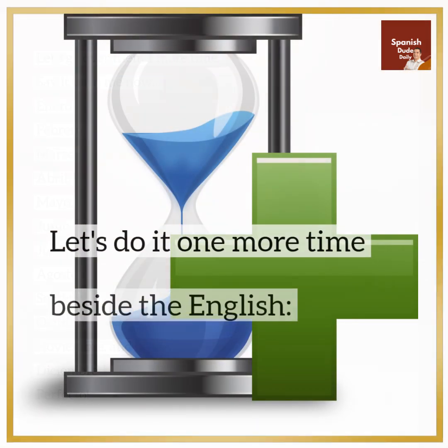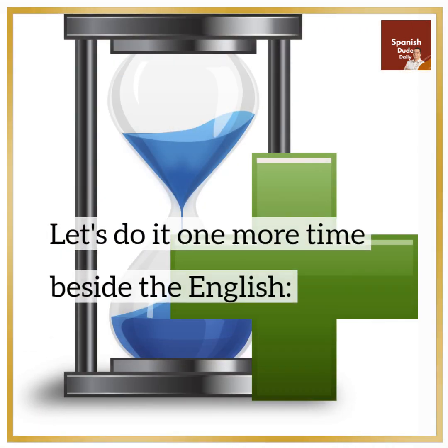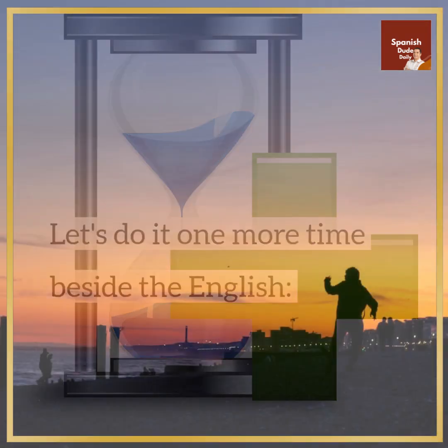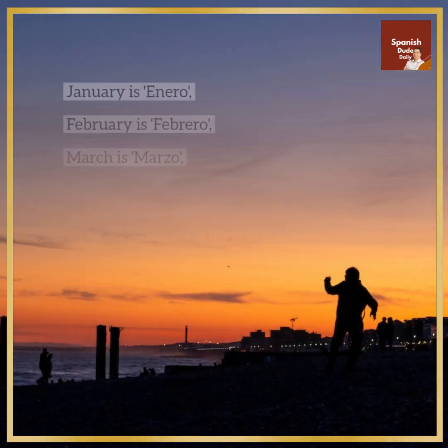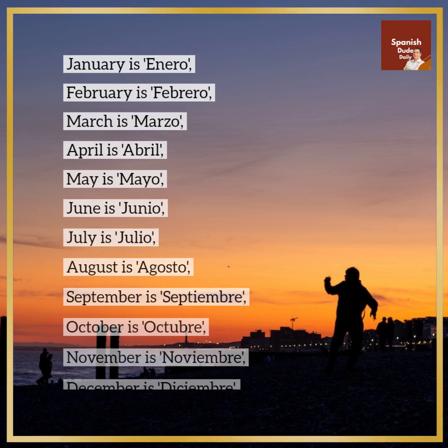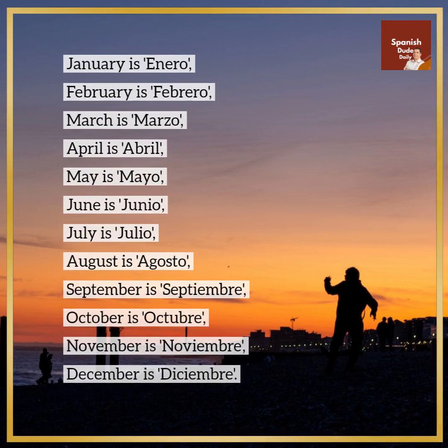Perfecto! Let's do it one more time, this time beside the English translation. January is enero. February is febrero. March is marzo. April is abril. May is mayo. June is junio. July is julio. August is agosto. September is septiembre. October is octubre. November is noviembre. And December is diciembre.